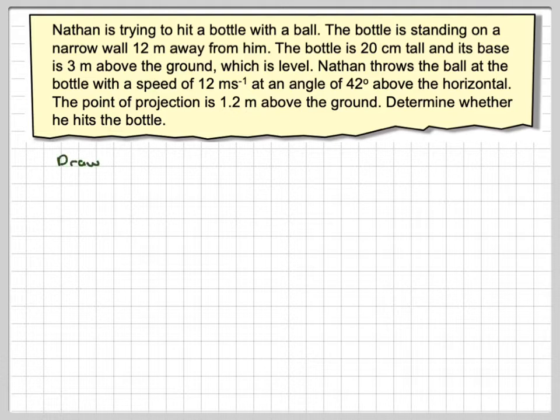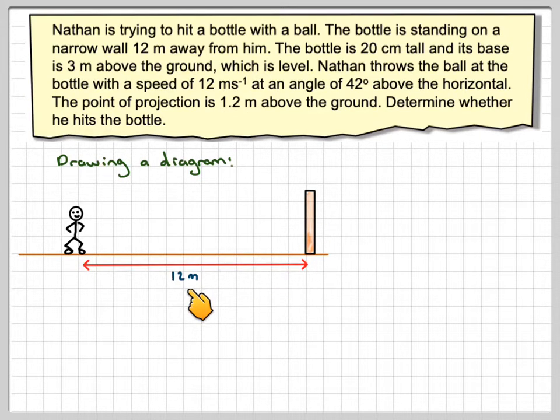Okay, so like all mechanics problems, drawing a diagram would help. So here we have Nathan. We have a wall 12 metres away. On the top of the wall we have the bottle. He releases the ball 1.2 metres above the ground at an initial speed of 12 metres per second with an angle of 42 degrees to the horizontal.